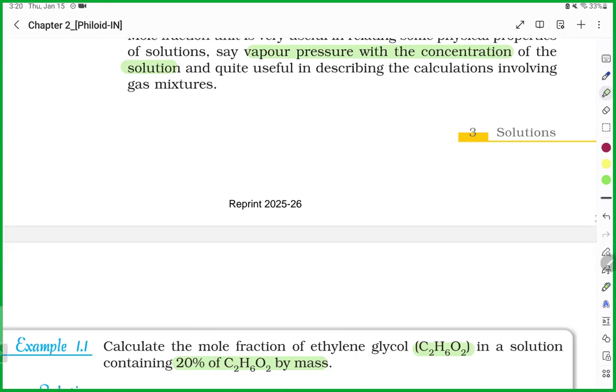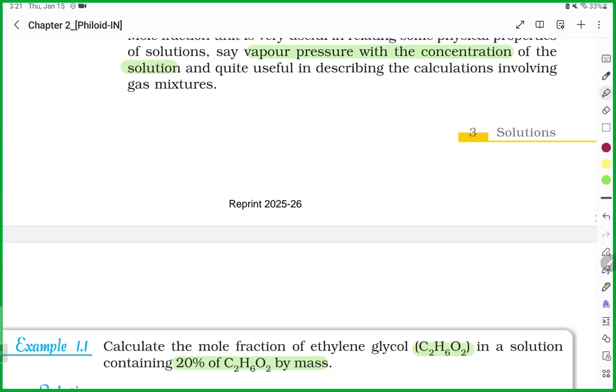Solve this question. Sir, is it 0.67? 0.67. Which one?